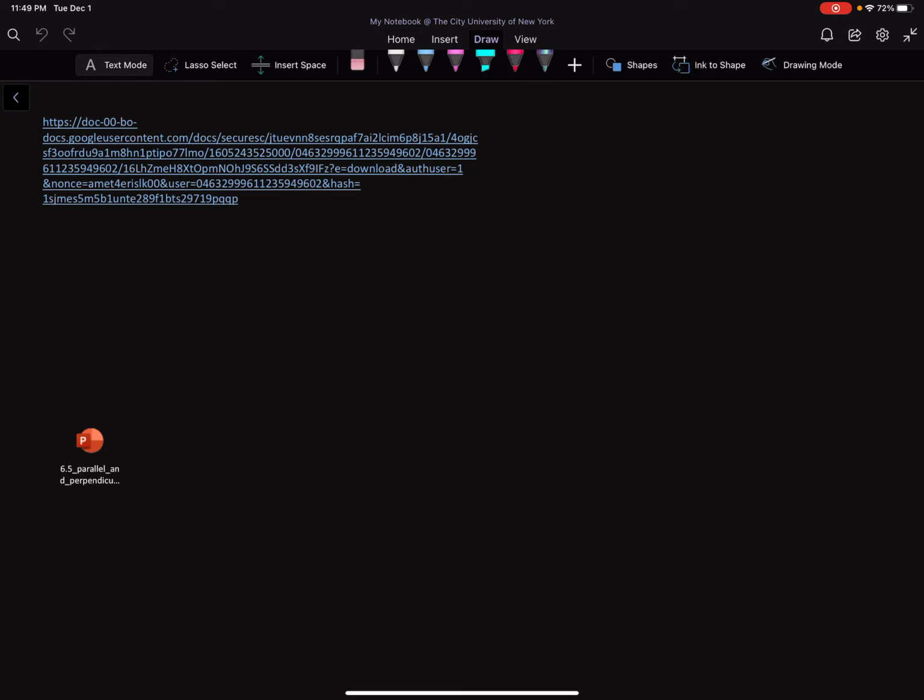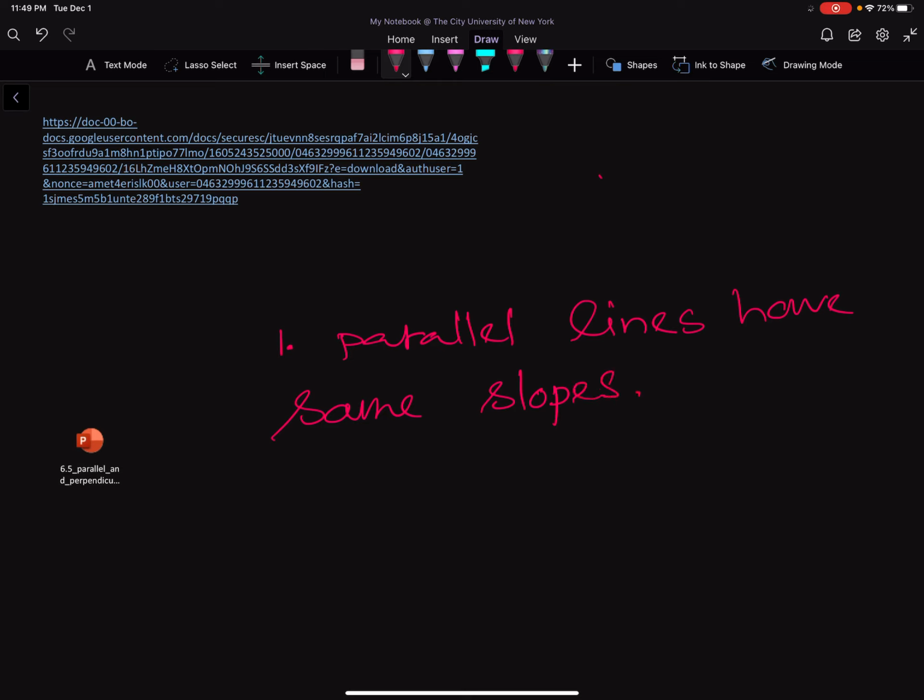We have been learning about parallel lines and perpendicular lines from the perspective of slopes. To recap, what we have learned is that parallel lines have the same slopes. So the value of the slope will be the same.